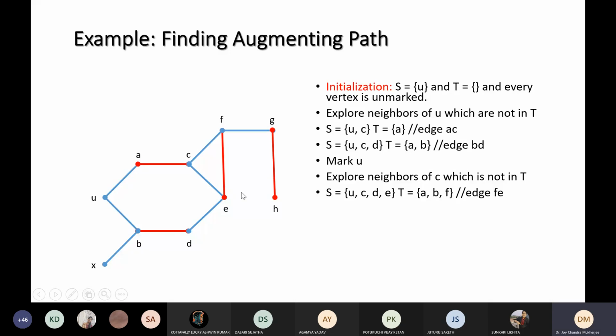Now it may be the other way around. Here I assume that the search is happening in the order C, F, E. If it is happening the other way around, like C, E, F, in that case I reach F through a saturated edge. So F will be in S and E will be in T. That's why I write edge FE, not EF, for your understanding. That means my search direction is from F towards E. That is why I reach E through a saturated edge. So E will be in S and F will be in T.